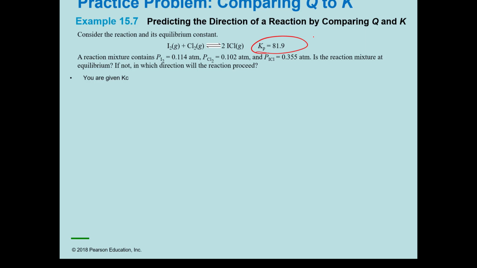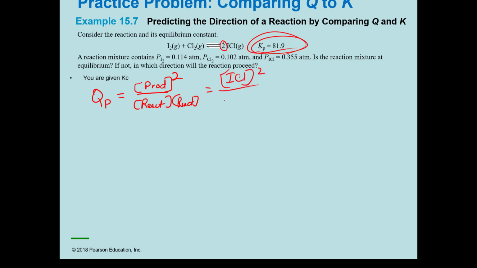We have the knowledge to do this. So I'm going to set this up, and I know that my Kp is equal to 81.9. I'm going to calculate my Qp, which is going to be products over reactants. Once you get this part, you can really work these pretty easily. The product, I've got 2 of those, so that's going to be squared, divided by my reactants times each other. So that is ICl squared divided by I2 times Cl2.